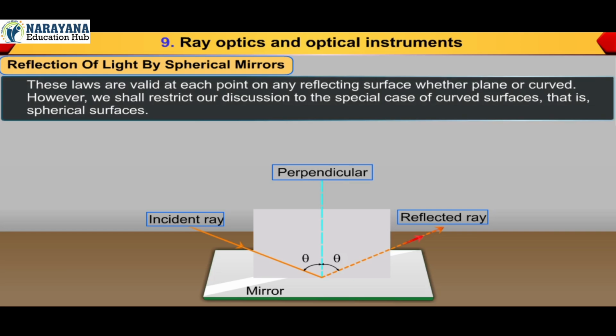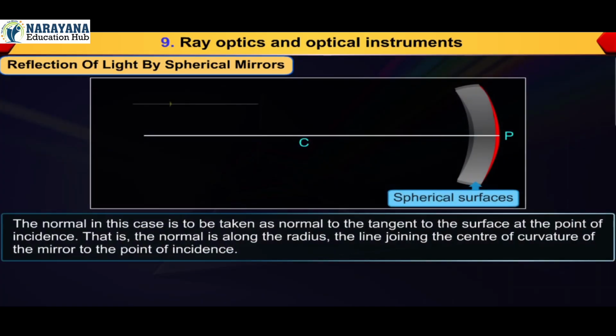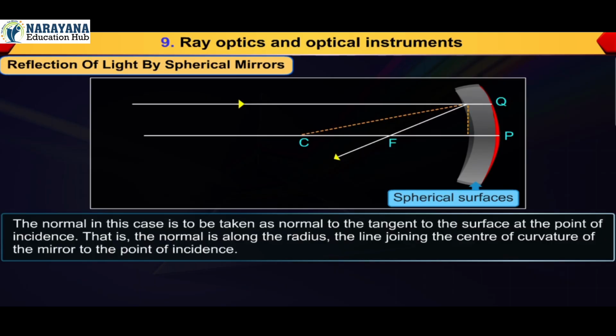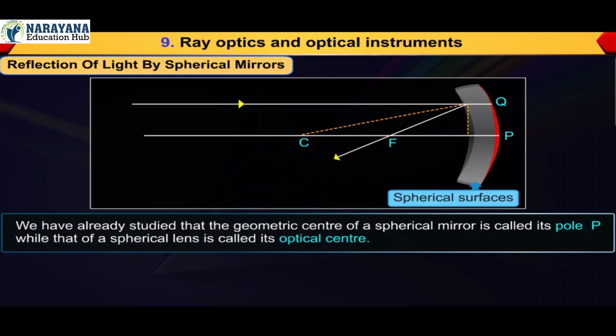However, we shall restrict our discussion to the special case of curved surfaces, that is, spherical surfaces. The normal in this case is to be taken as normal to the tangent to the surface at the point of incidence. That is, the normal is along the radius, the line joining the center of curvature of the mirror to the point of incidence. We have already studied that the geometric center of a spherical mirror is called its pole P, while that of a spherical lens is called its optical center.